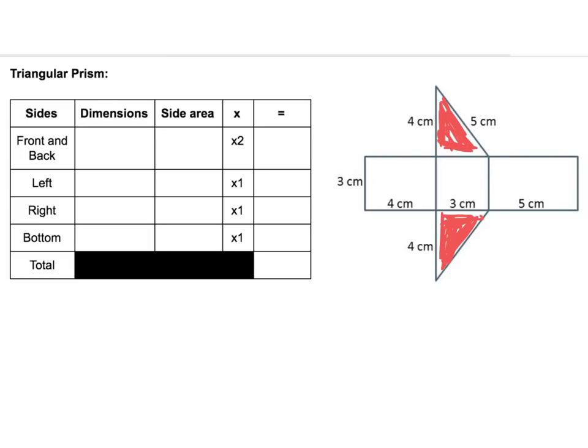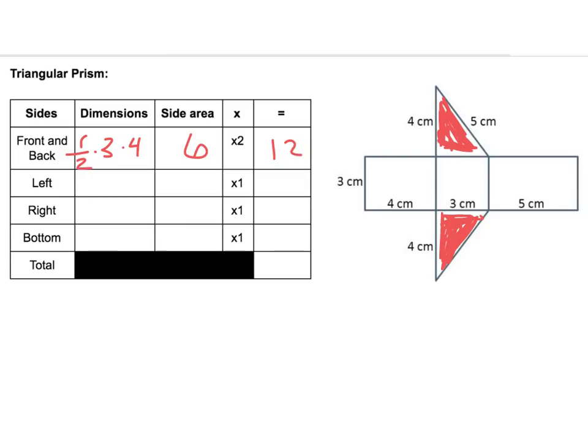So, our triangular prism has triangles that are 3 by 4. But to find the area of one side, we need to do 1/2 of the 3 times 4, because we're dealing with triangles. And remember, triangles require us to divide by 2. So half of 3 times 4, well, 3 times 4 is 12, and half of that is 6. So one side area is going to be 6. When we double that, we get 12.